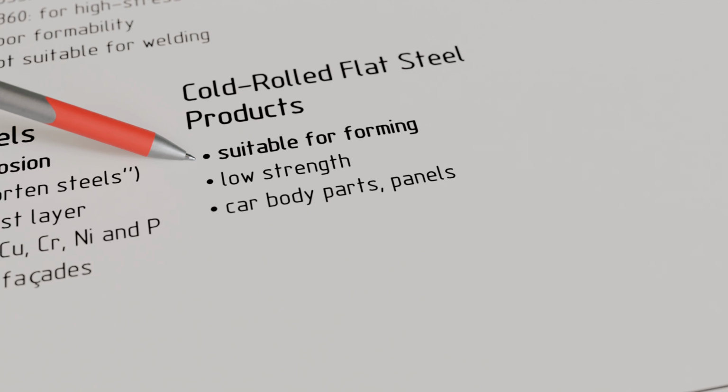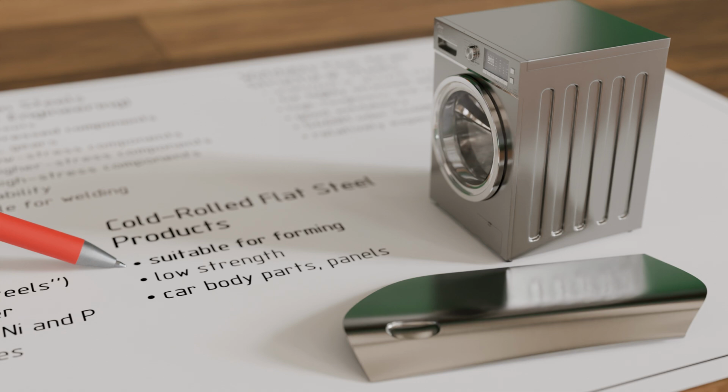Cold-rolled flat steel products are used, for example, for car body parts in the automotive industry or as interior panels in household appliances such as refrigerators or washing machines. Due to the lack of strength-enhancing effects from carbon, the strength values of these flat products often remain below 200 newtons per square millimeter. These products, also known as thin sheet metal, are therefore not suitable for heavily stressed components.